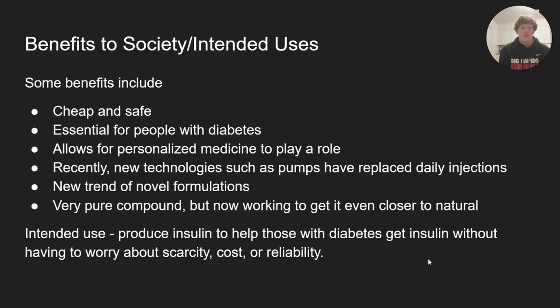Intended use is to produce insulin for people with diabetes who can't get it themselves, without having to worry about scarcity, cost, and reliability.